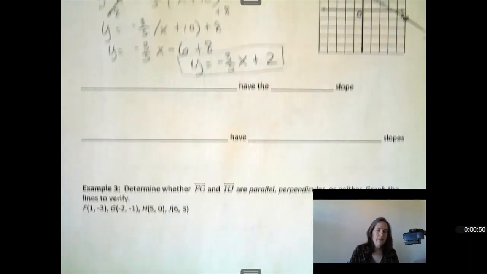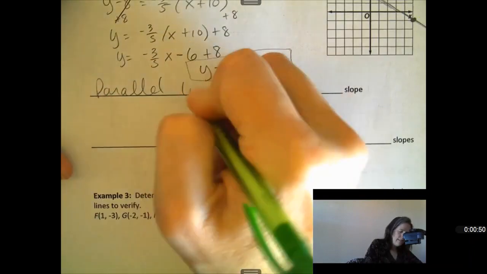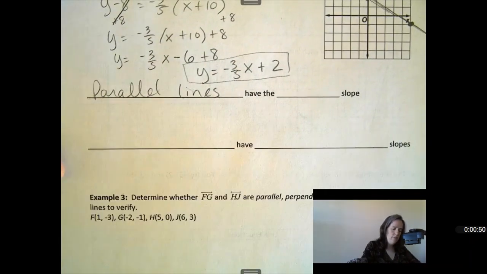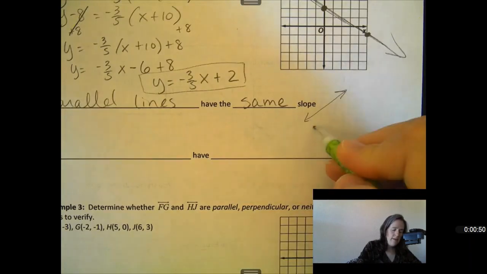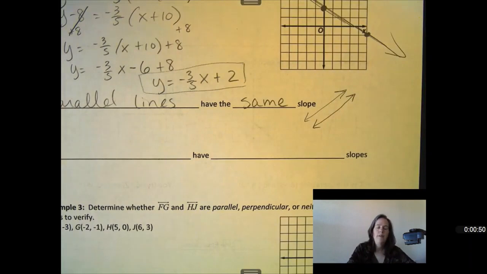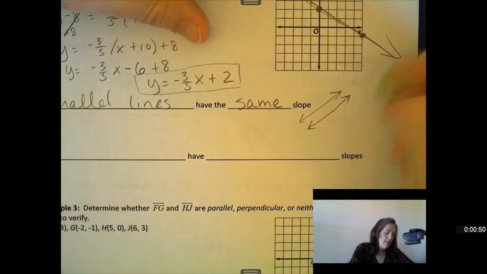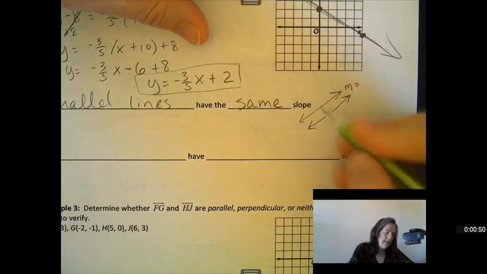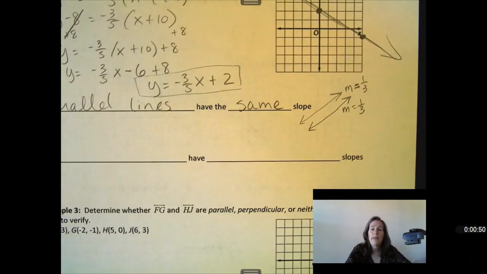All right, parallel and perpendicular. Parallel lines have the same slope. Same slope. So what does that look like? If I had a line and another line that's parallel, then we should be able to tell for sure by looking at their equations that they are parallel. Let's say the slope of this line is 1/3. And the slope of this line is 1/3. Then I know for sure I'm looking at parallel lines. Those slopes have to match.